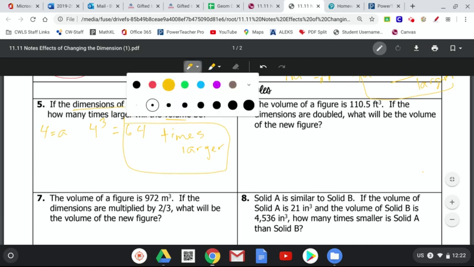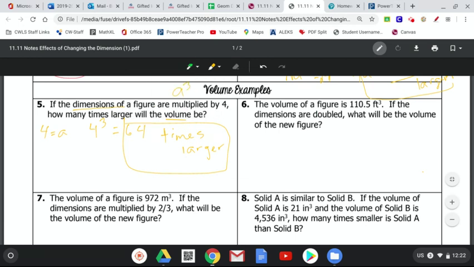So if we move to the next one here. It says the volume of a figure is 110.5 feet cubed. If the dimensions are doubled, what will the volume of the new figure be? What it tells us is the dimensions are doubled. Anytime they're talking about the dimensions, they're talking about our A value, our scale factor. So our scale factor is being doubled. So our A value here is going to be 2, because anytime we double something, we're multiplying it by 2. The volume of this figure is 110.5, and we're going to use that in a second.